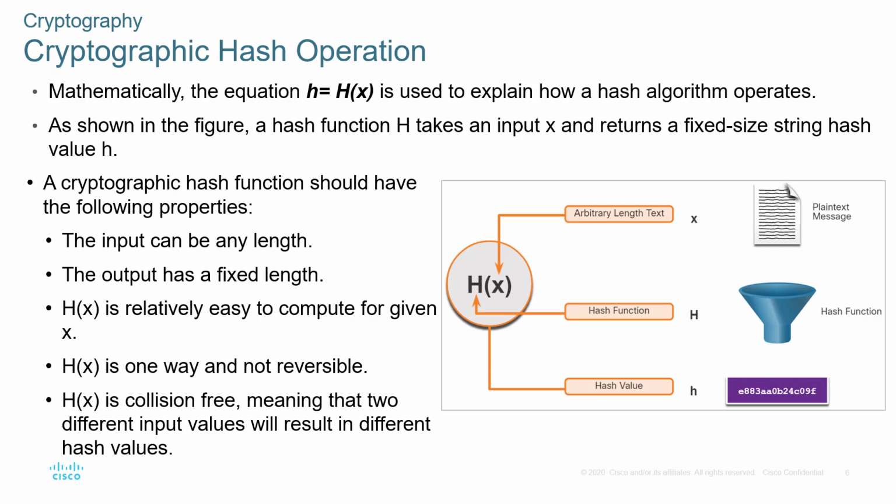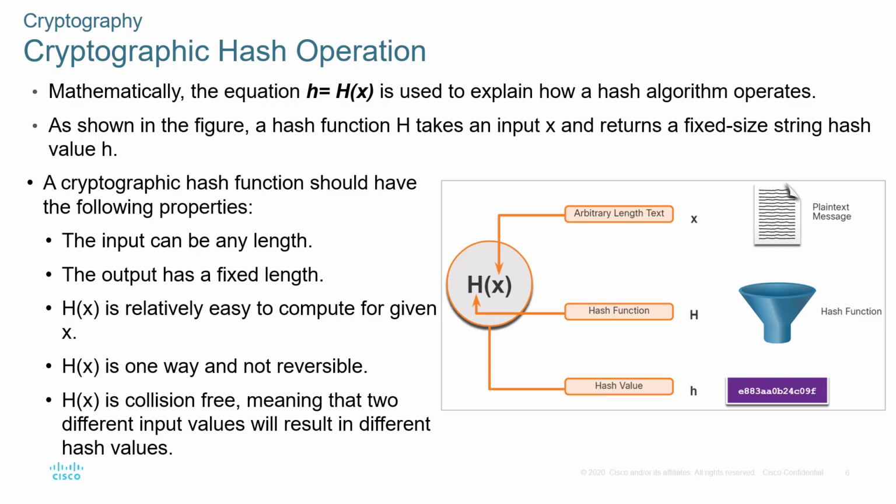The input can be any length. The output is a fixed length. The function H(x) is relatively easy to compute for a given x value. It is one-way and non-reversible, and typically it is collision-free, meaning there is a very, very small possibility that two different x values will ever give the same little h value when you use the same hashing algorithm. That's called a collision, and it's very unlikely that it will ever occur.